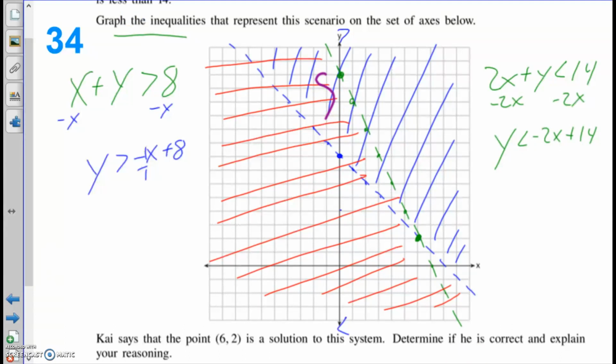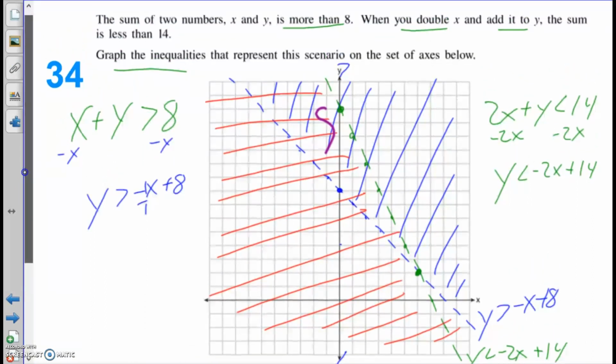And make sure you label. So I'll label this one. This was y is greater than negative x plus 8. And the other one was y is less than negative 2x plus 14. I just want to double check. Was it more than, less than.